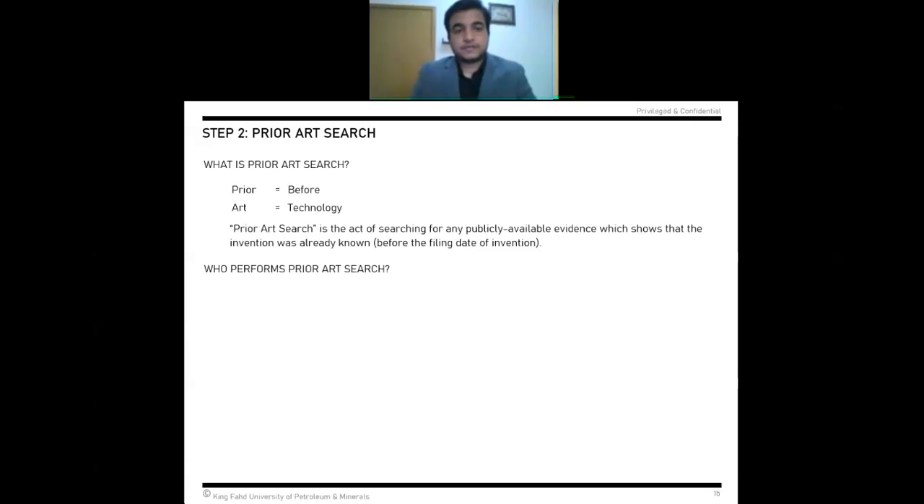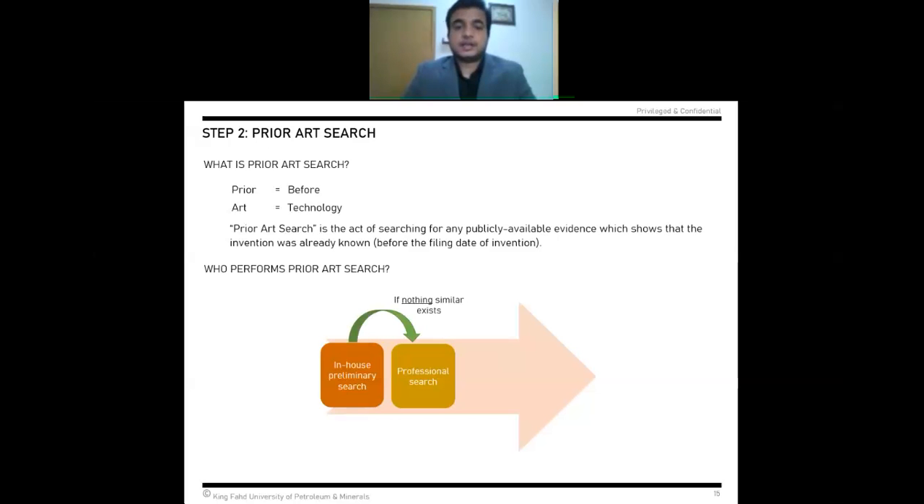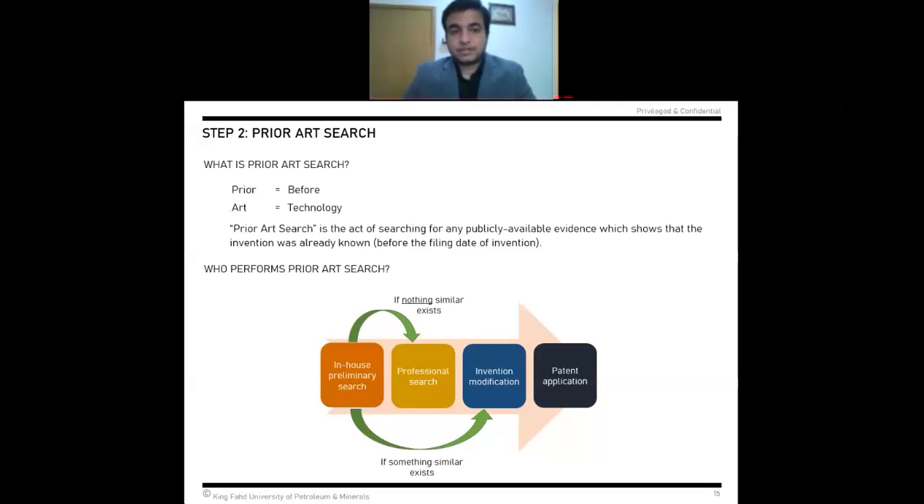The IP office wants to see if someone in the past has developed the same invention or not. As I said, it can be done in-house by the IP office, or there are independent offices who do prior art search for inventors. So that is one option. The inventor can make use of that. And if it is found that the invention is not new and someone else has done that in the past, then the only option for the inventor is to modify his invention to make sure he overcomes the prior art. And if nothing is found in the prior art search, then a patent application can be prepared and filed in the patent office.